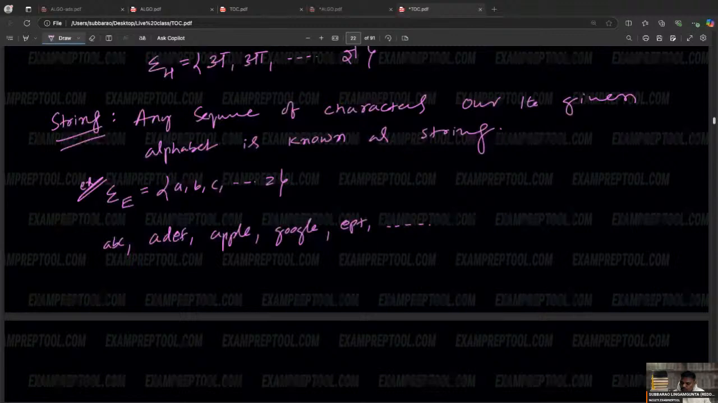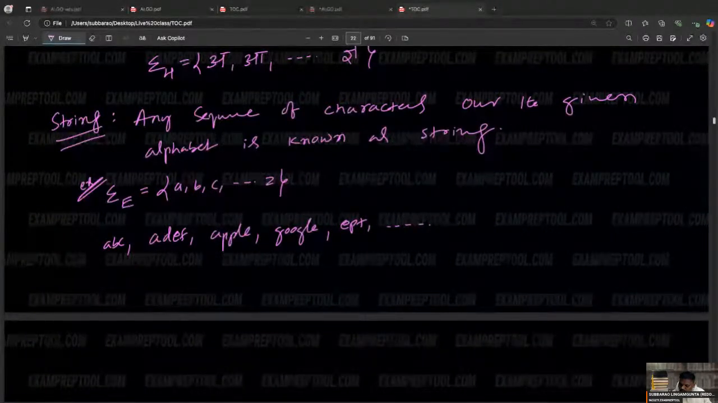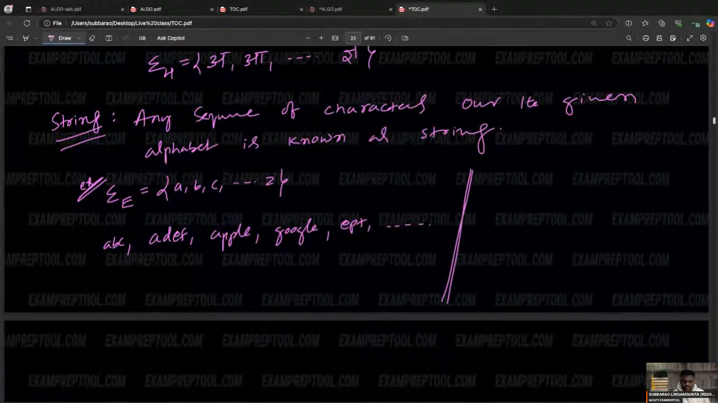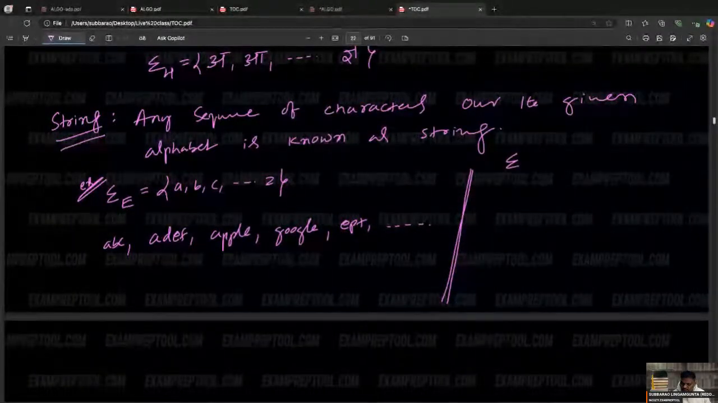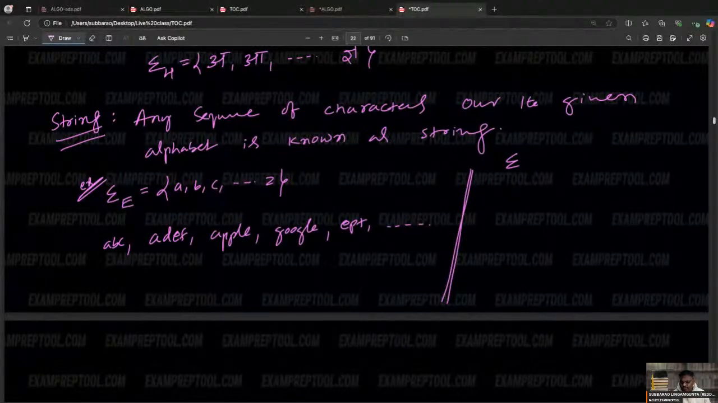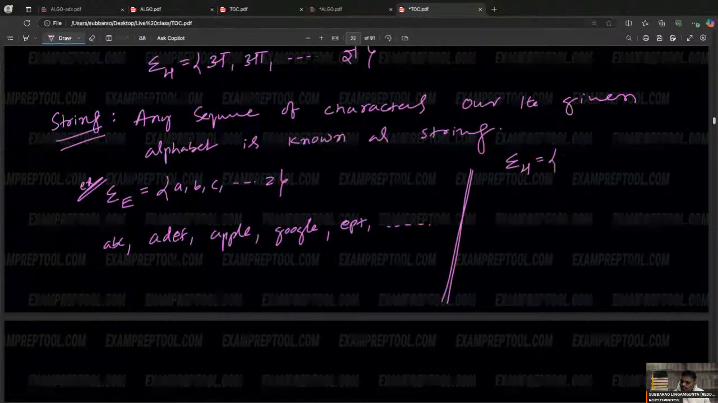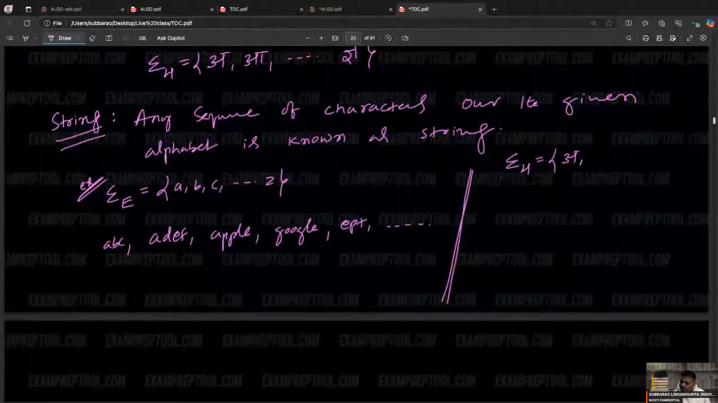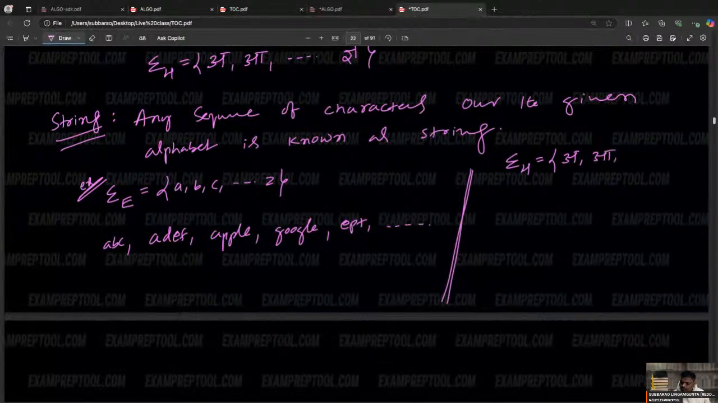Now, let me take one more alphabet. Every language has strings. English is okay. Next one, let me write something else: Sigma for the Hindi alphabet. So if you take some strings of this.